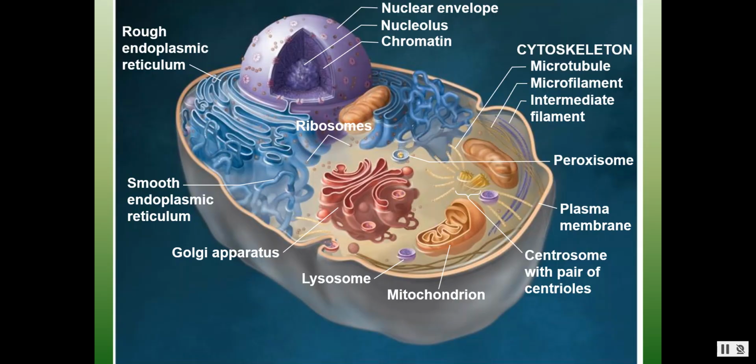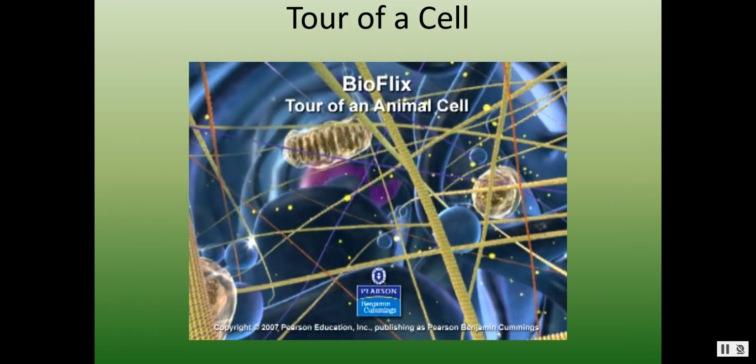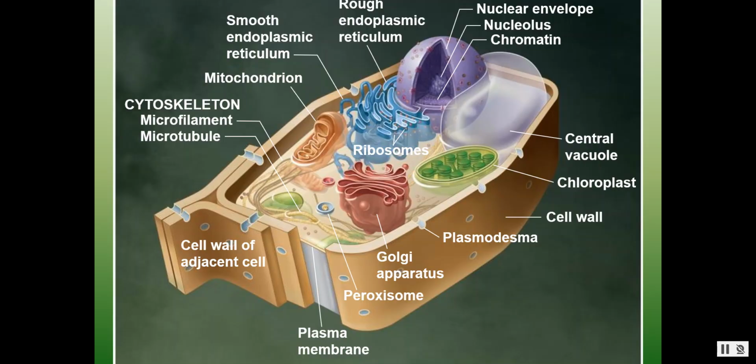So we're going to start with the structures inside of an animal cell. You can go to the Pearson and watch the BioFlix tour of an animal cell. It's a great way to sort of get an idea of what's going on inside of a cell as the cell moves around.